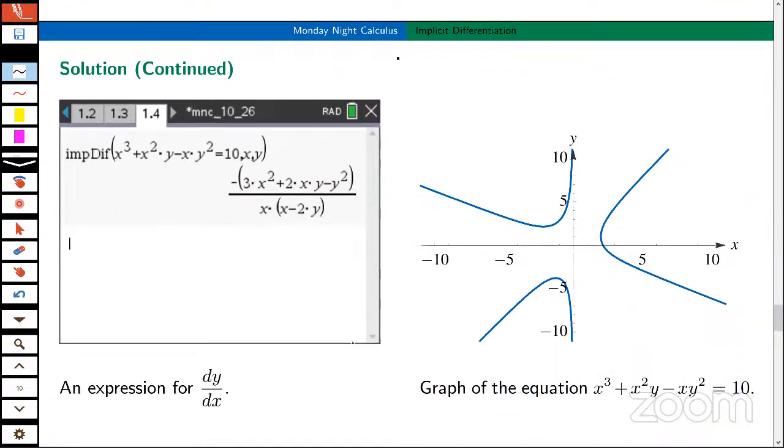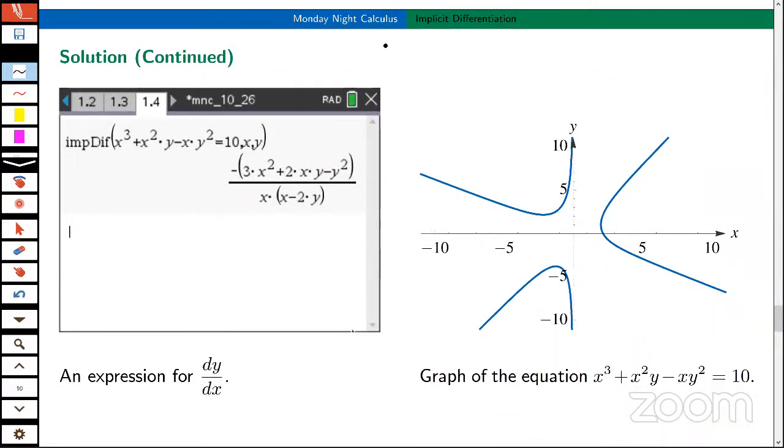And here it is with a little help from technology. This is the implicit differentiation function once again using the TI-Nspire, and I think that's the same answer I got on the previous page. And here's a graph of this expression. I happen to have used Mathematica to do that, but I think there is a way to do this on the Nspire. Tom may get to that.